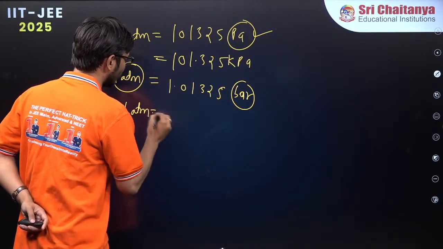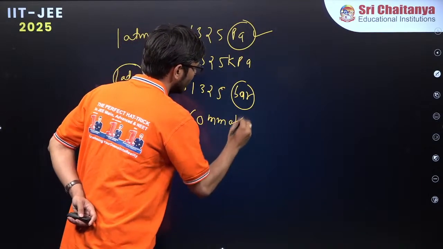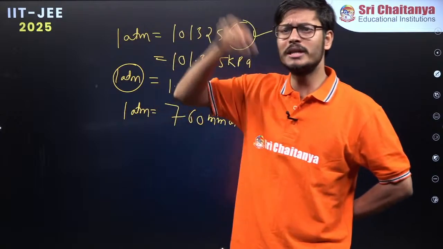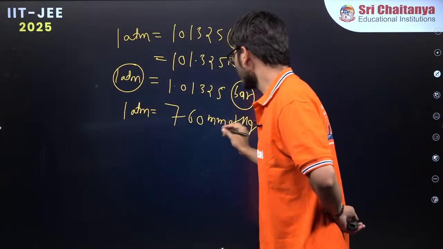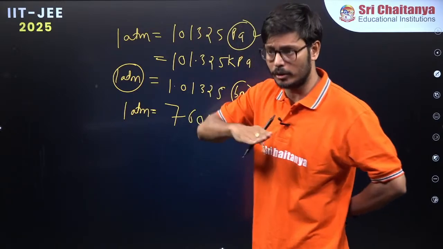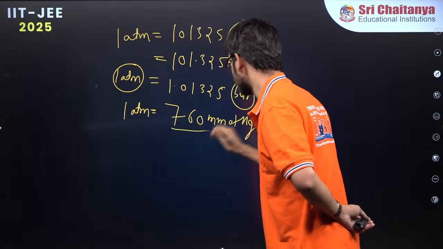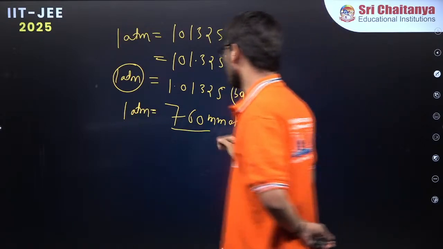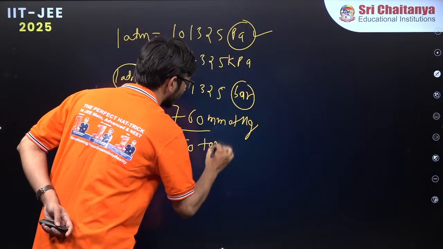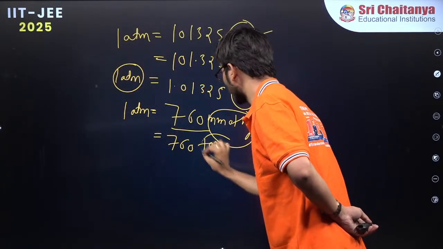There is one more unit. 1 atm is equal to 760 mm of Hg. Mercury is a liquid, and in physics you study rho gh. We measure pressure by the height of the mercury column; it applies a certain amount of pressure as mercury moves up. So that is 760 mm of Hg, and it is also equal to 760 torr. This is also a unit of pressure. 1 mmHg is equal to 1 torr.